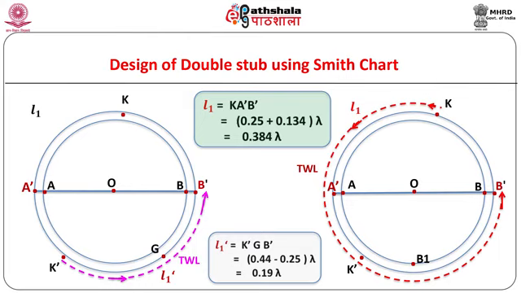Step number 11. Move from point K dash along the distance scale towards the load in the anti-clockwise direction and measure the distance up to the point B dash. This distance gives L1 dash, which is the second solution for the length of the first stub.